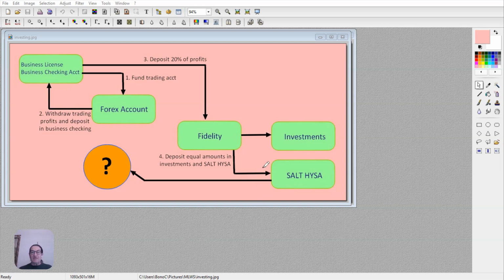But there is something that over time will happen, which is your investments will grow, but so will your HISA account. And now you have cash that you pile up over here. Eventually it'll be in the thousands, maybe even, depending on how much you're able to contribute over time, hundreds of thousands of dollars. And now the question is, what do you do with this money here?